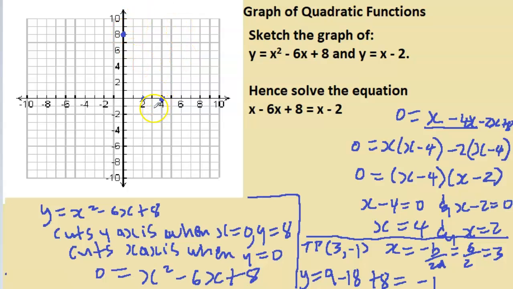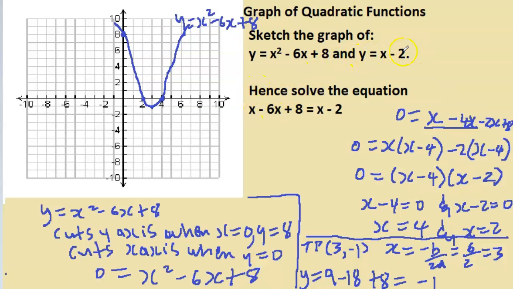Just delete that, try and draw a neater graph. So try and be as smooth as possible. Alright, that's much better. Now we'll label our graph. That's the graph of the quadratic, x squared minus 6x plus 8.